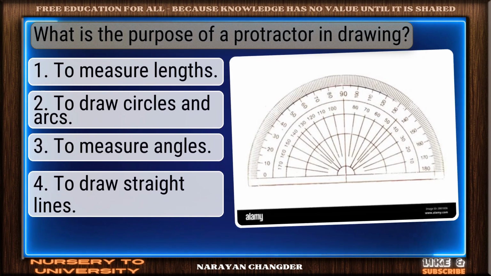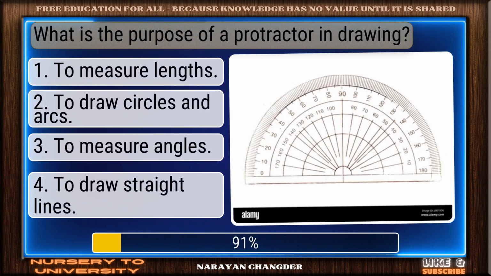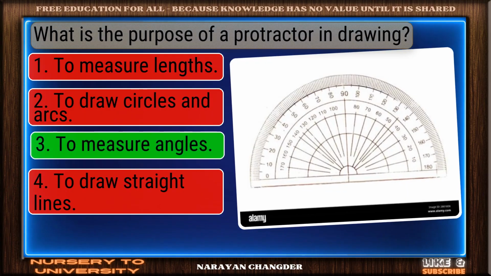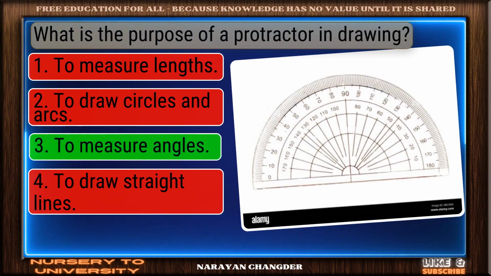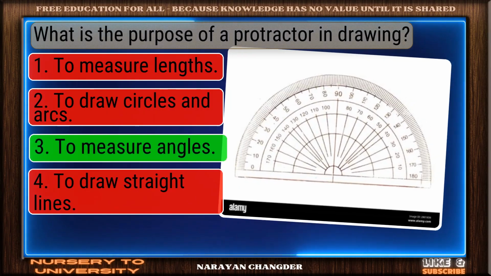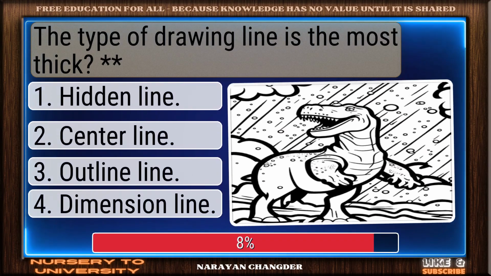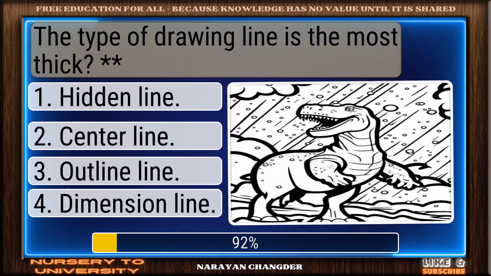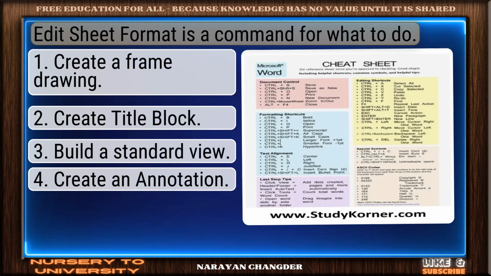What is the purpose of a protractor in drawing? Clear logic. Your choice, to measure angles, is sound and 100% true. The type of drawing line that is the most thick. Good thinking. Outline line is the right answer.